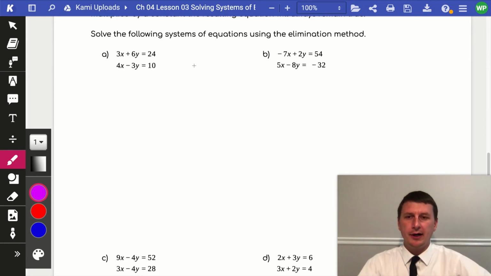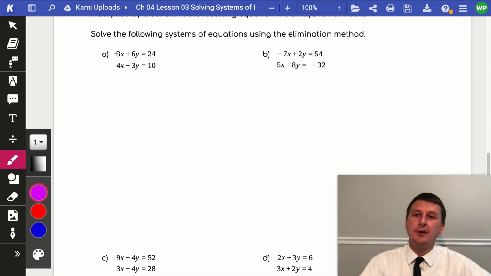If we're looking at part A, again, we can only add these equations together once we have opposite coefficients. So let's take a look and see if we have opposite coefficients. Now we have 3 and we have 4. Those are not opposite numbers. We have 6 and we have -3, and those are not opposite coefficients.